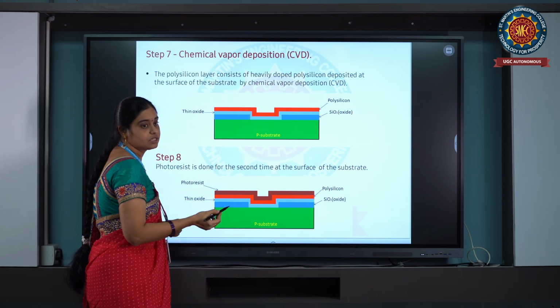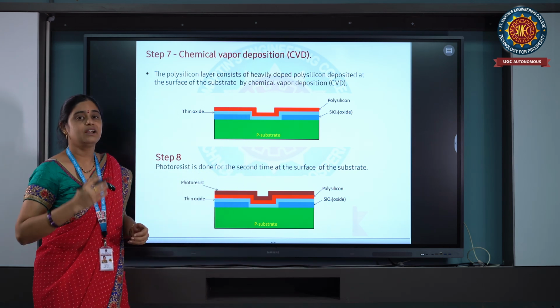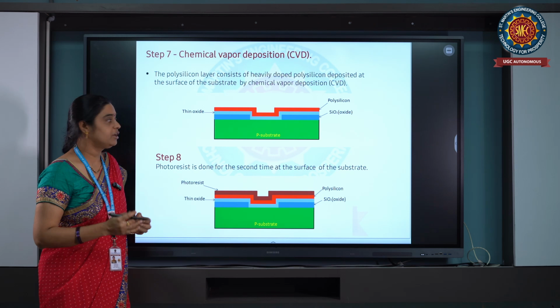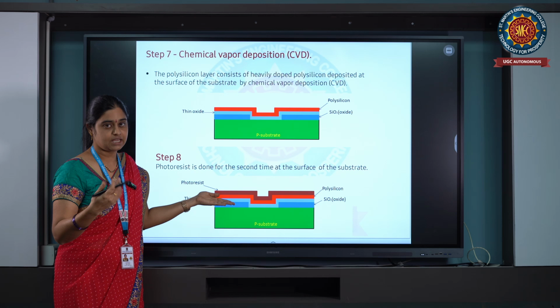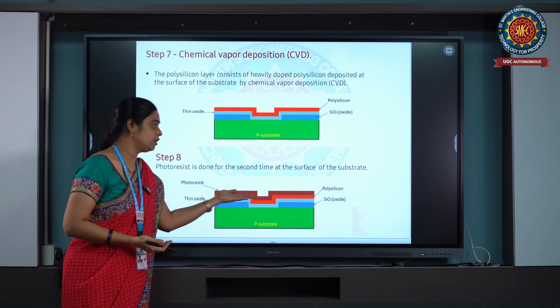What we are doing is, we are again performing masking and etching repeatedly for removing the unwanted areas. Now, before doing the masking and etching for the second time, what are we doing? We are placing again a photoresist layer.